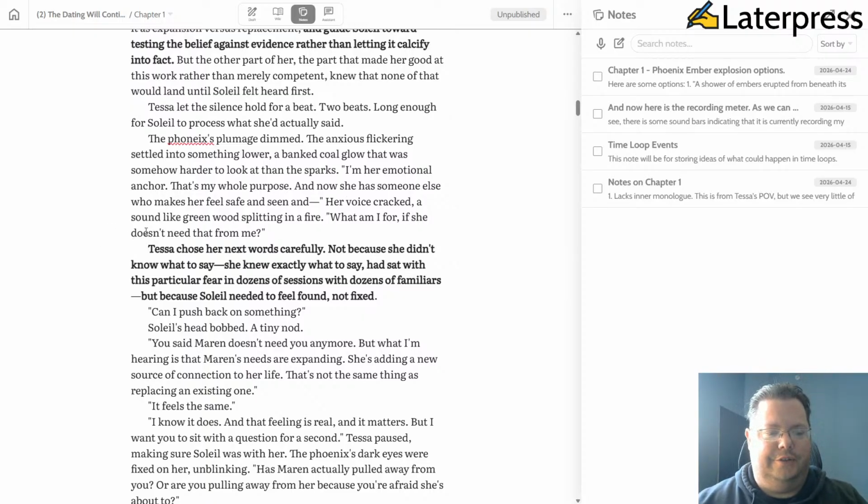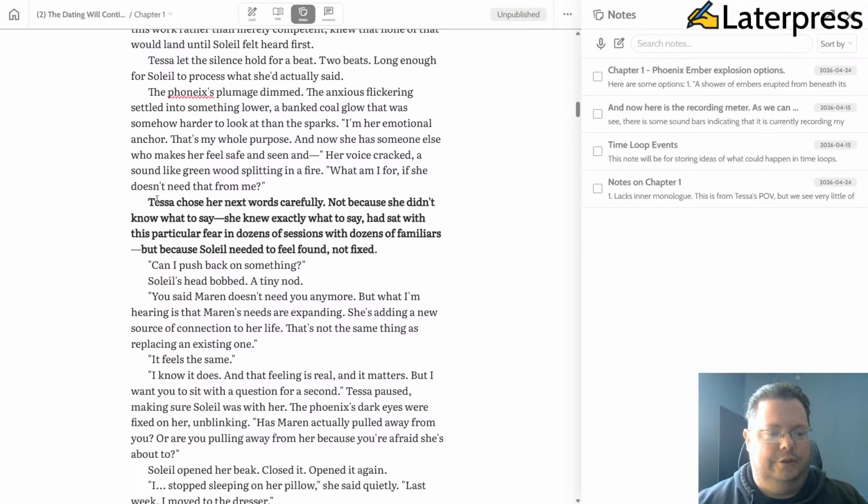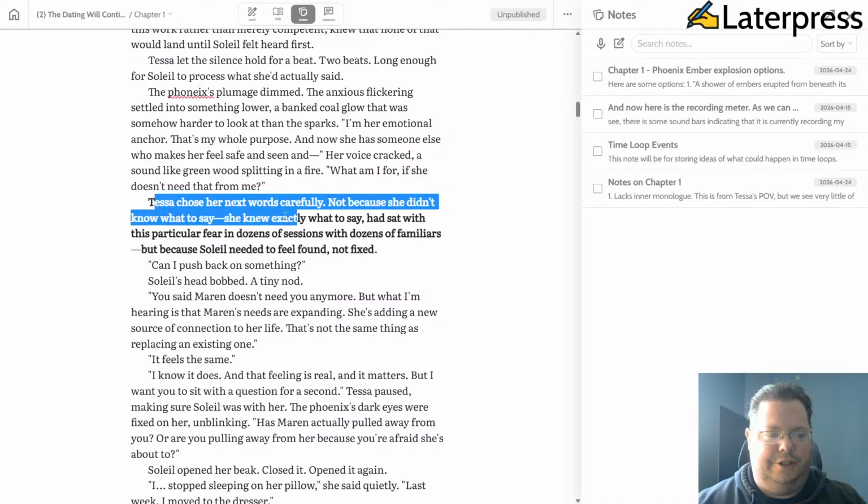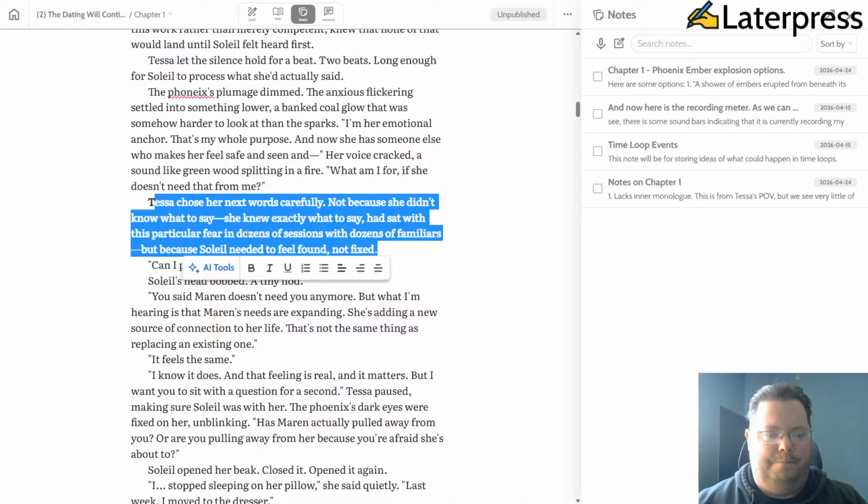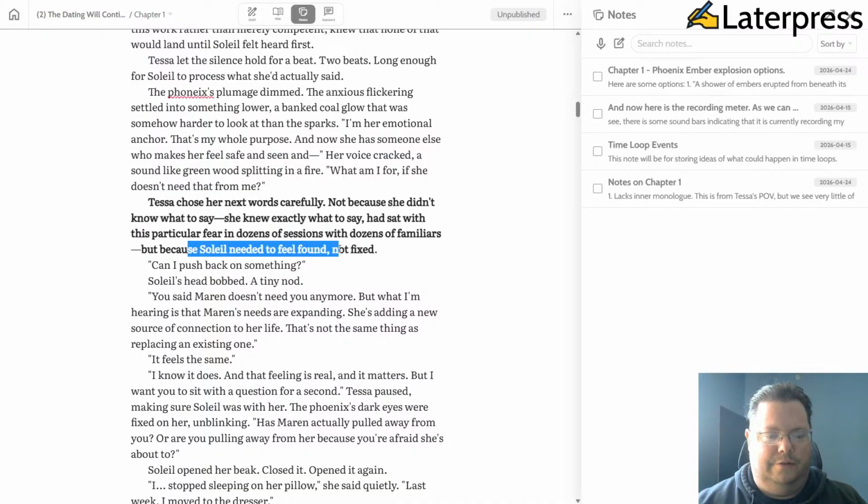What am I for if she doesn't need that from me? I also like the flow from that question directly into Tessa having to think through how she responds. So Tessa chose her next words carefully, not because she didn't know what to say. She knew exactly what to say. Had with this particular fear in dozens of sessions with dozens of familiars, but because Salil needed to feel found, not fixed. So again, we're leaning too hard into kind of explaining what needs to be done here.